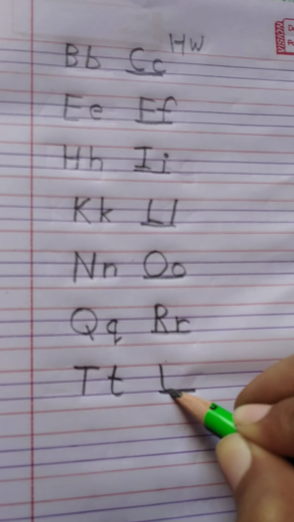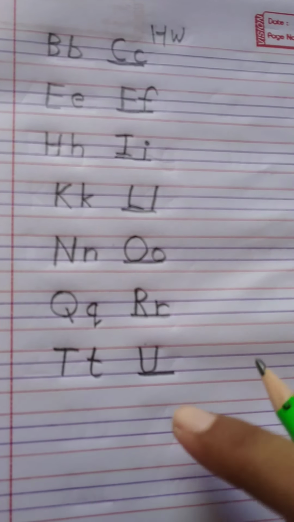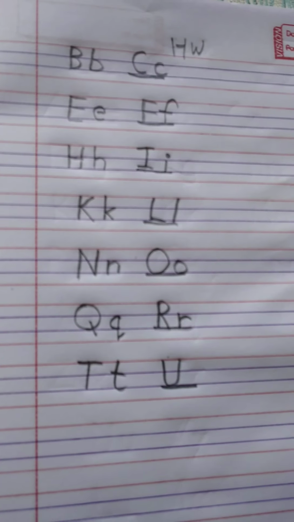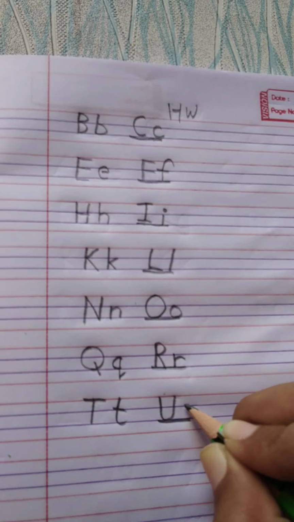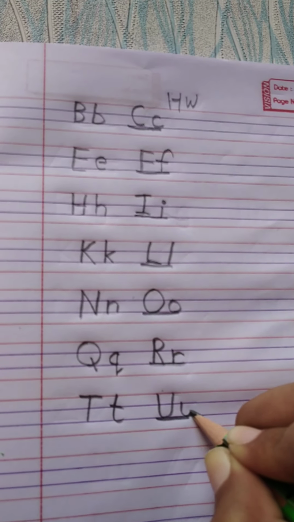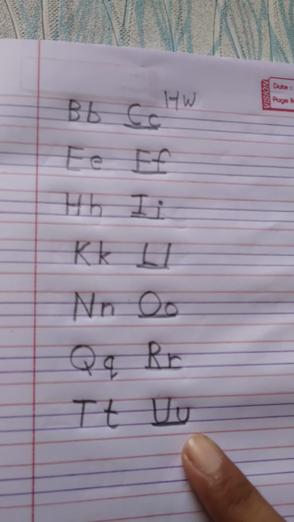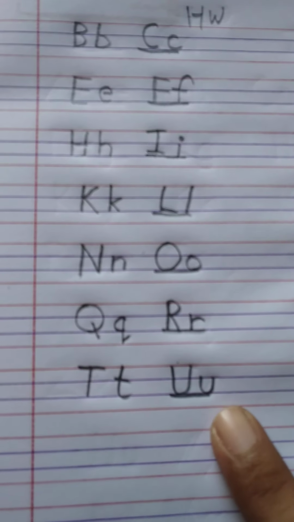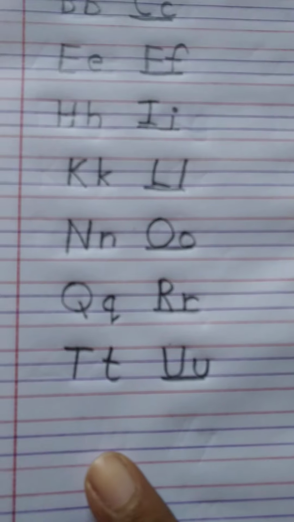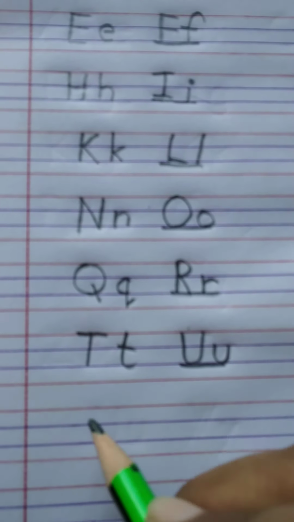Standing line, curve, standing line. This is letter U, capital U. What is the sound of U? Now small u. Standing line, curve, standing line. This is small u. Okay. After T, which letter? Letter U. Now right here in next line, letter V.